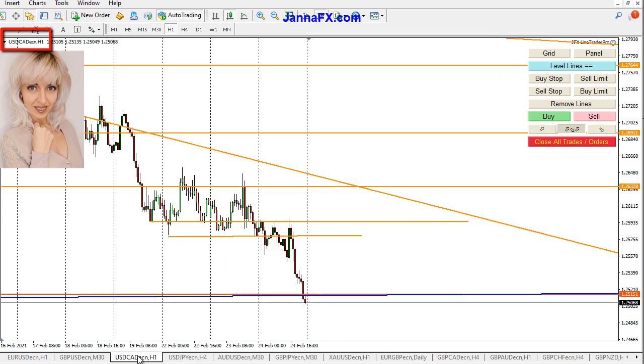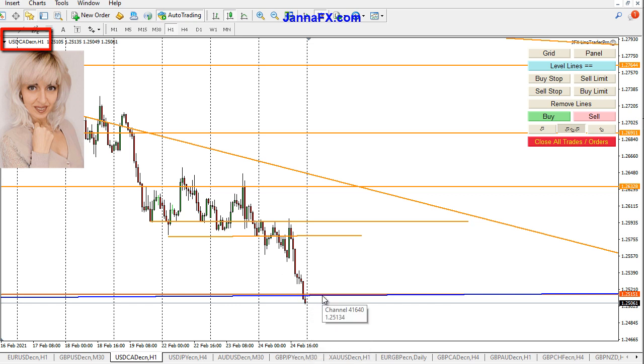Okay, dollar Canadian. I showed you this area yesterday, said about this level, and I placed my orders here, guys. So I did catch this movement and I'm still in a trade with this. You saw some of the lots were closed, and I still have it running.